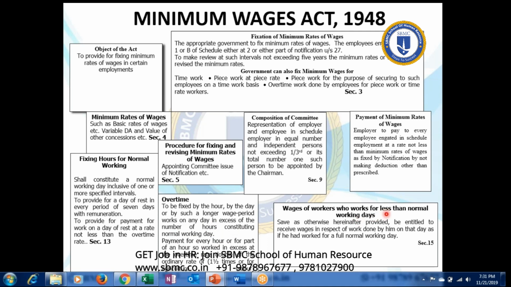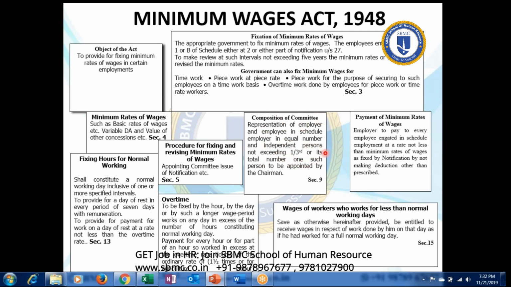A worker who has less than normal working hours is otherwise entitled to receive wages in respect of the work done by him. Accordingly, if you work for 2 hours, 3 hours, accordingly the work you pay. And payment of minimum wage: employer to pay every employee in scheduled employment not less than minimum wage. And composition of committee, like representation of the employer, employee in a schedule, employer in equal number, and independent persons not exceeding one third of its total number, as appointed by the chairman.